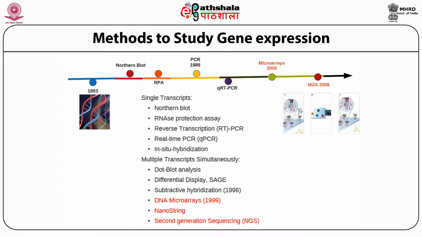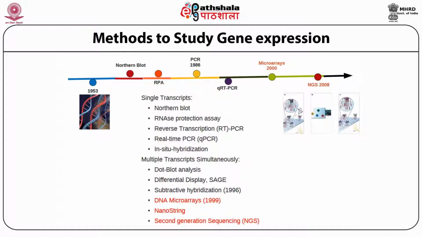Methods to study gene expression. As I mentioned, there are different methods to study gene expression, and that's the timeline which shows you that from 1953 to 2008 to 2016 and 17, there is a huge evolution and dramatic changes in the way we study gene expression. We started with northern blots, PCRs and RNA protection assays. I don't say that these are obsolete, they are still very well used, but the wealth of information you get nowadays from a single experiment is enormous, completely mind-boggling compared to what you used to do a couple of decades back.